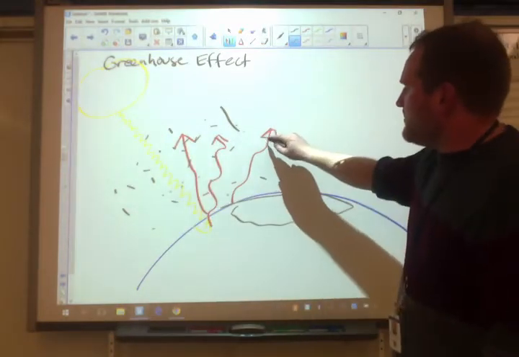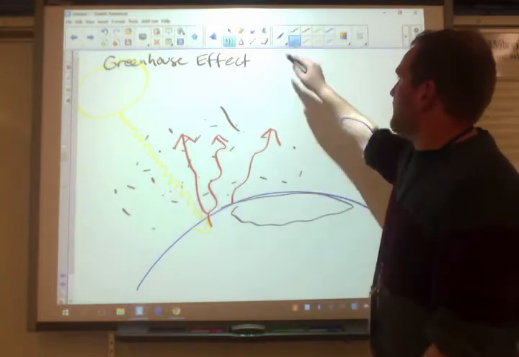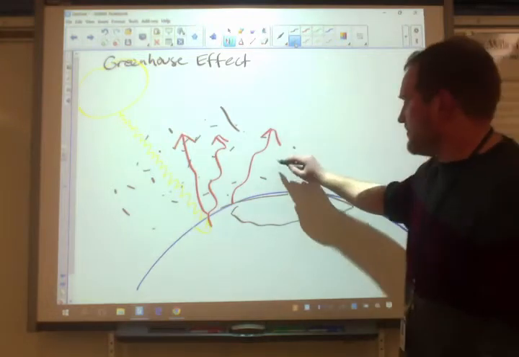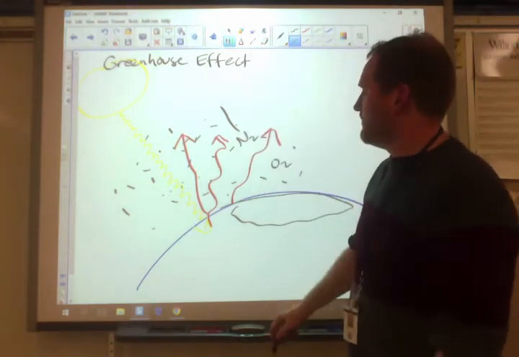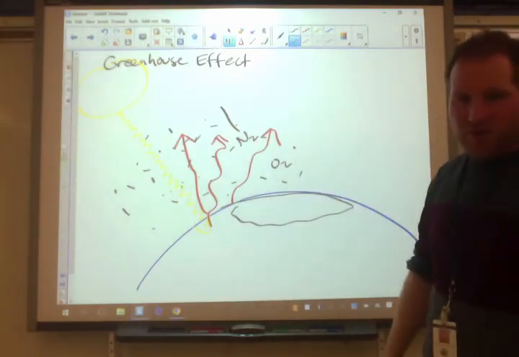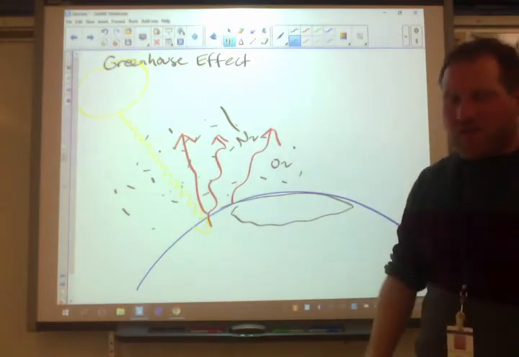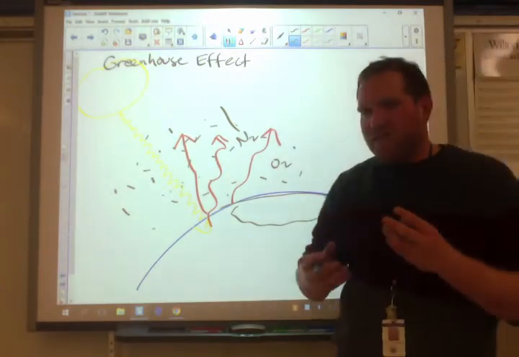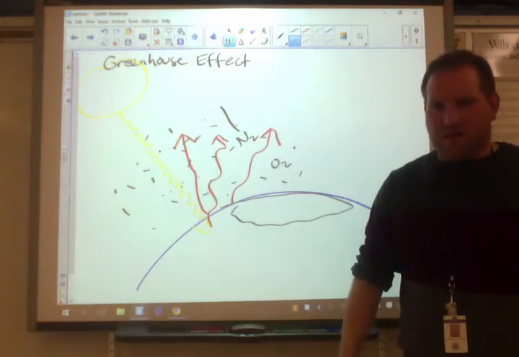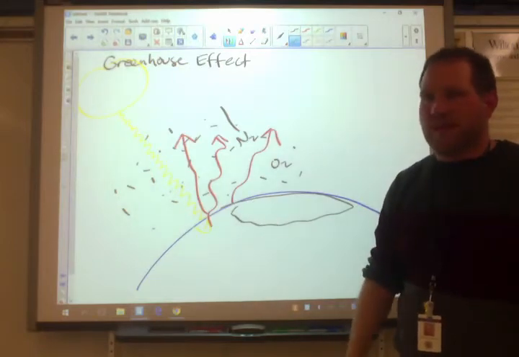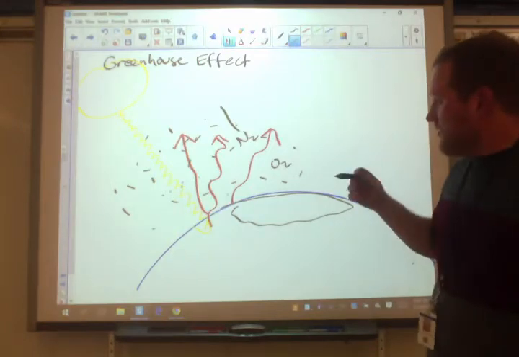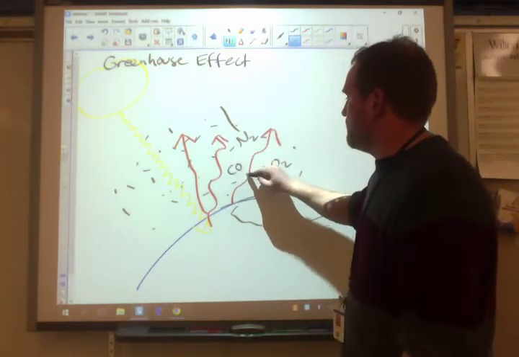So this atmosphere here contains a lot of different gases. 99% of them fall into two categories, O2 and N2, oxygen and nitrogen. It's like 78% nitrogen, 21% oxygen. Fortunately for us, these are not greenhouse gases. Now, when I say greenhouse gases, I mean gases that trap heat. If these trapped heat, we would not be here right now, because this planet would be thousands of degrees. It'd be like Venus.